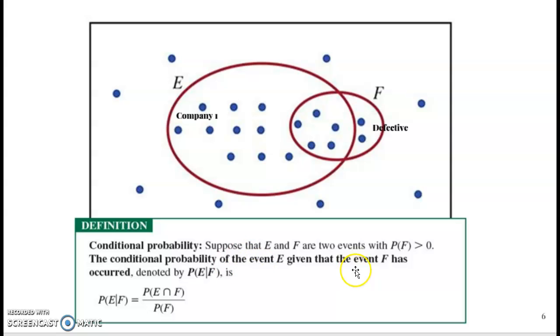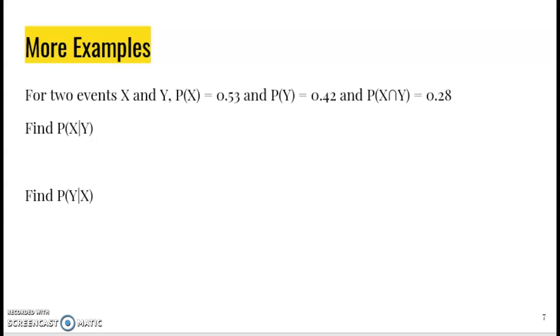So the conditional probability of the event E, given that F has happened, is denoted by this. And the formula basically is the probability of E happening given F is the probability that the intersection happened divided by the probability of the given part. Okay, so let's look at another couple examples using that formula.